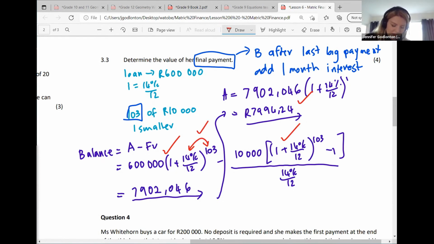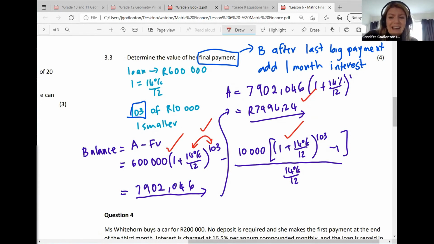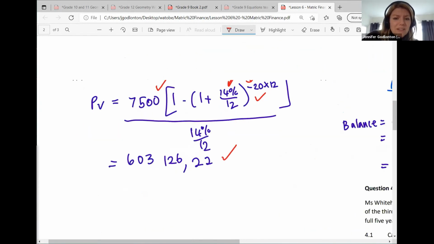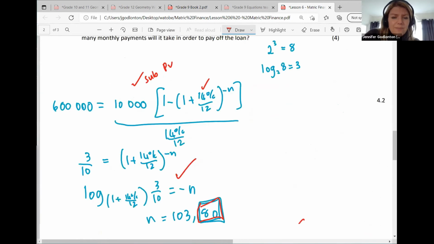Okay, so if you had put this into the present value formula and then added your month of interest, the marks would have been in similar places for going into present value, for subbing in correctly, for having the correct I and N, and then for having your answer. Okay, I'm just going to quickly go over the previous question, and then we're actually going to have to sadly call it a night because our time has just disappeared, which is very sad.